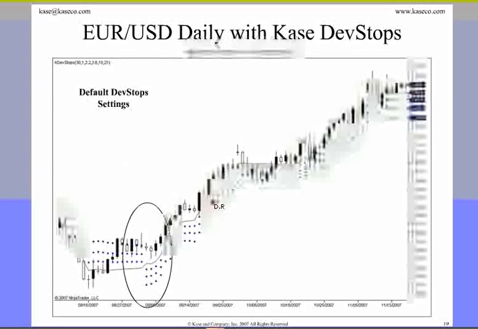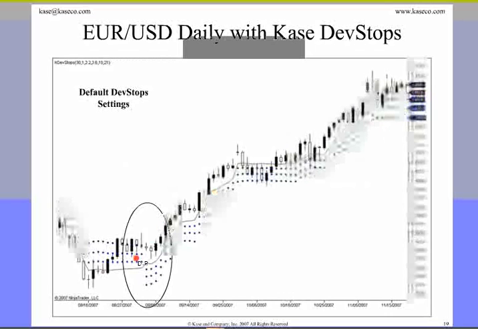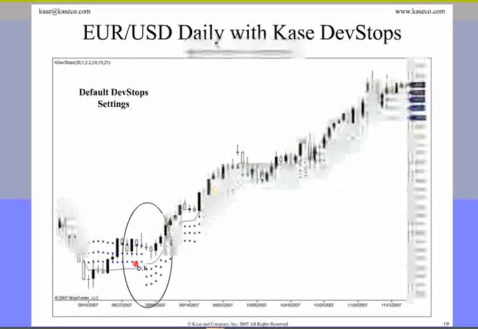Now, one of the great things about the indicator, and you can kind of see it on this chart, is as the volatility of the market increases, your stops become wider. And as the volatility decreases, your stops become narrower, so that if there's a breakout move against your position, you get stopped out sooner.